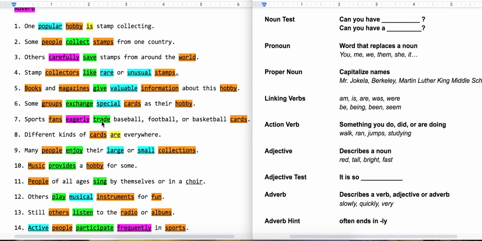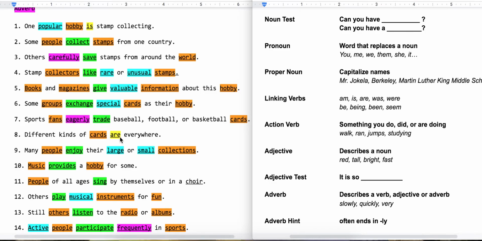You trade. Now keep in mind that's a chameleon word. You can also have a trade. So you have to look at how it's being used here. Sports fans eagerly trade baseball, football, or basketball cards. So they're actually actively trading the cards. Trade is a verb in this case. Be careful of those chameleon words. Cards is a noun. Can you have cards? Yes. Different kinds of cards.